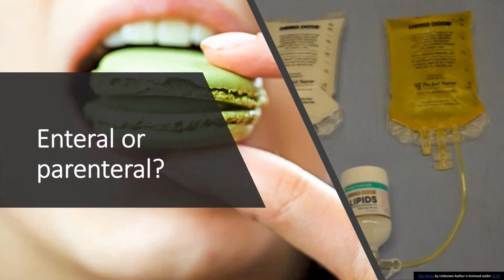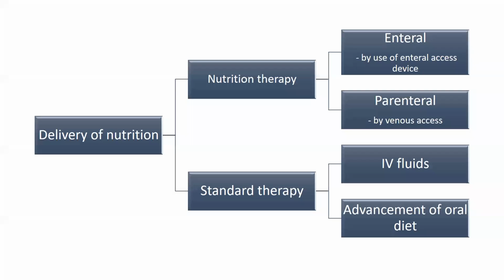So let's pivot into the question of enteral versus parenteral. Taking a step back, the modes of delivery of nutrition can be divided into your standard therapy, and the standard therapy is really IV fluids, the advancement of oral diet, versus nutritional therapy. Enteral, the use of an enteral access device, be that nasogastric, nasojejunal, PEG tubes, versus parenteral, which is venous access. That can be peripheral or central.